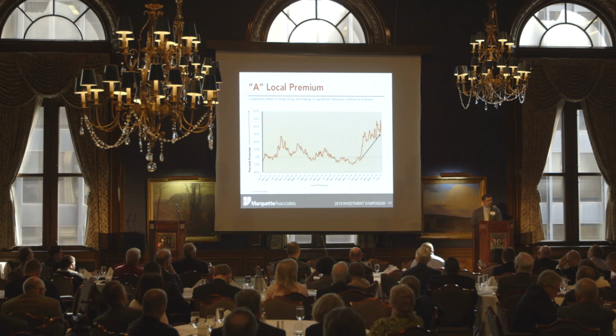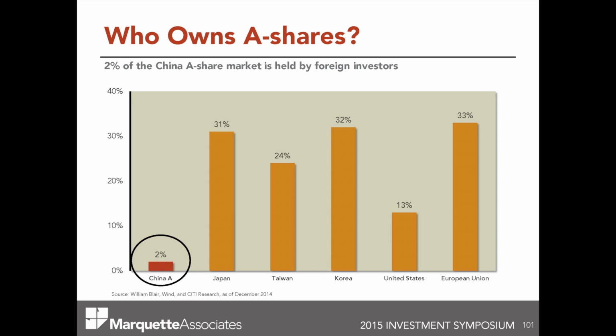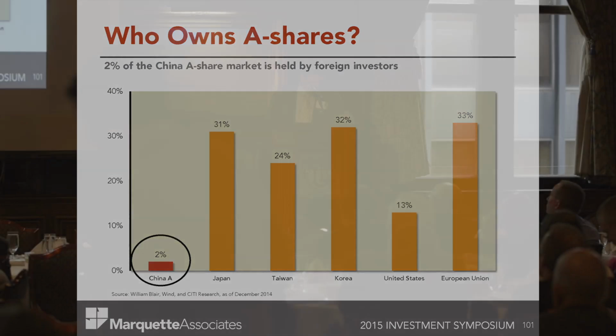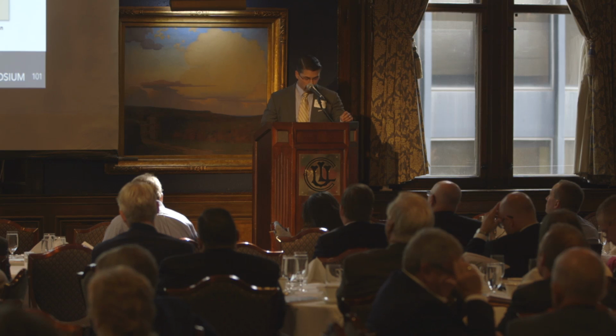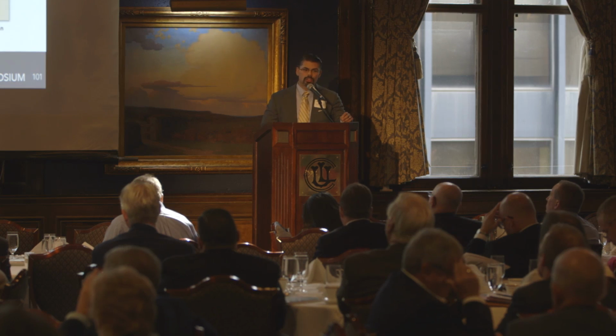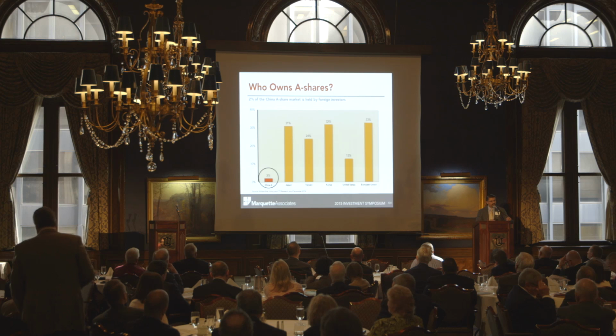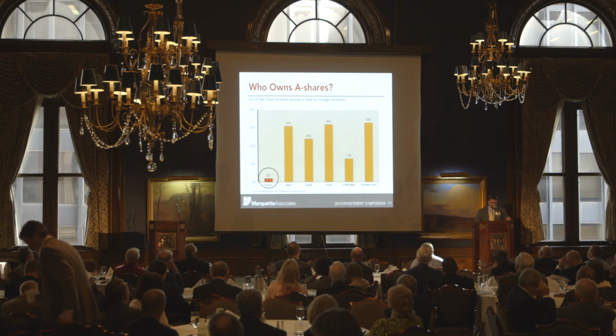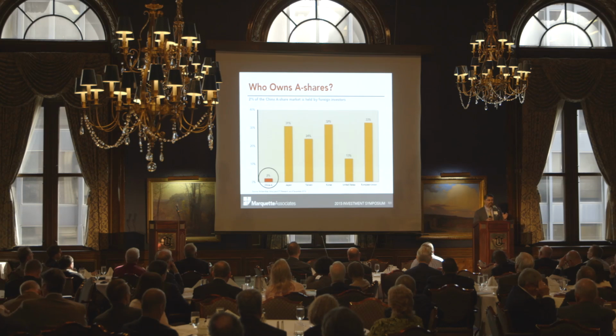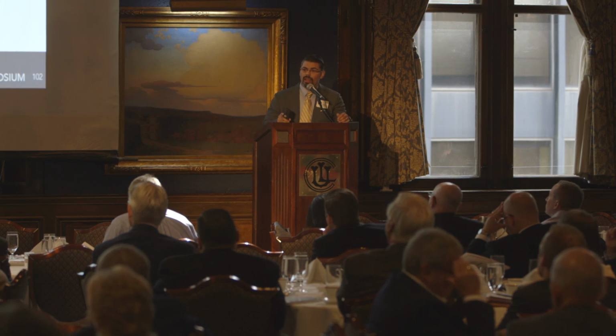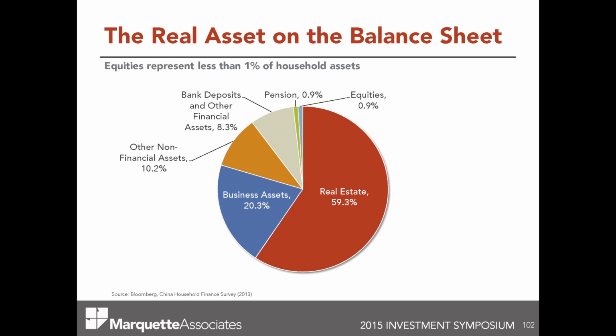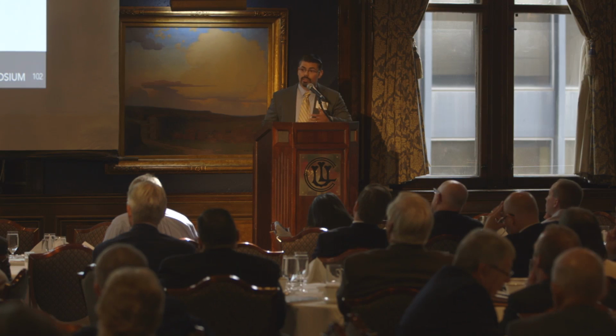Now, that brings the question on who owns these A-shares. Only 2% of the A-share market is held by non-Chinese investors, and that's shown here on the far left-hand side. This is in stark contrast to some of the other equity markets where you have 10 to 30% foreign ownership as more of the norm. So China owns a vast majority of their own local equity markets, but unlike the US, it is a very small portion of the household balance sheet. The real asset on the balance sheet is real estate for the households. So the dramatic fall in equity markets will have a significantly smaller impact on the Chinese consumer in comparison to what we would see in the United States.